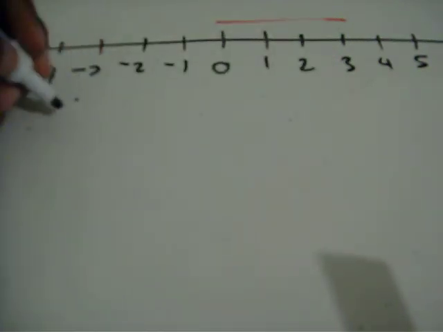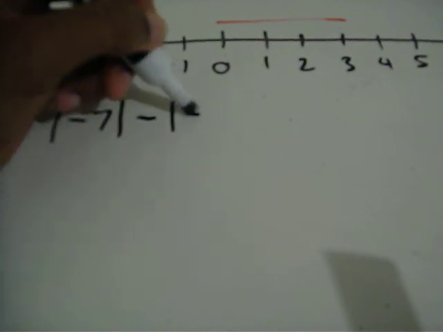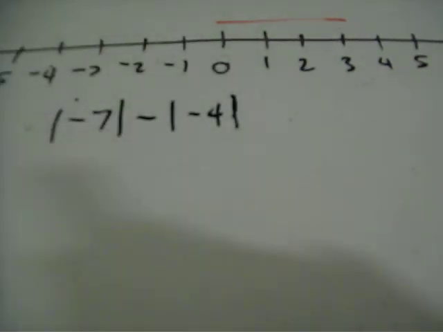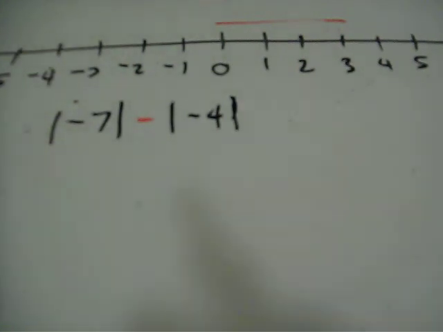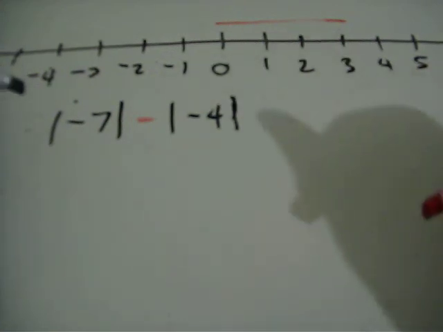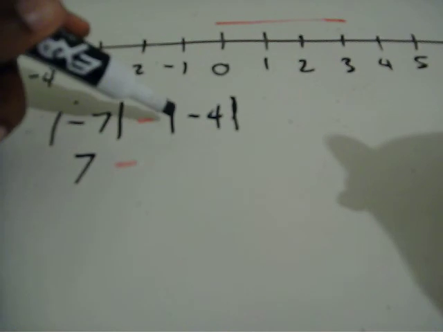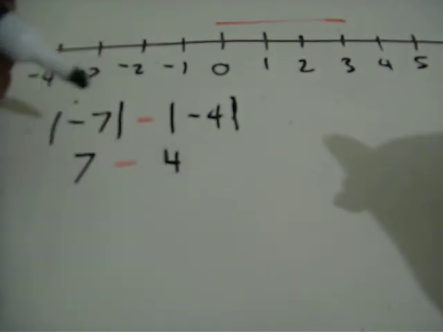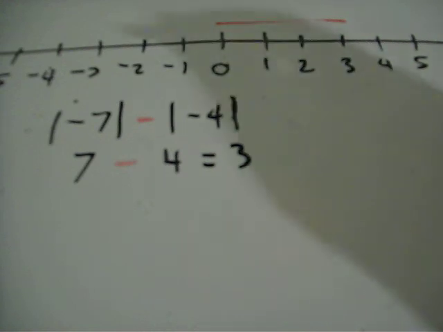Let's say we had, like in the review, the absolute value of negative 7 minus the absolute value of negative 4. Well, here I'm going to rewrite this negative sign. Now I just have the negative sign in red, but the same thing. I got to take the absolute value first. So the absolute value of negative 7 is 7. And then I have a minus sign here. The absolute value of negative 4 is positive 4. So this ends up being 7 minus 4. And that is 3.